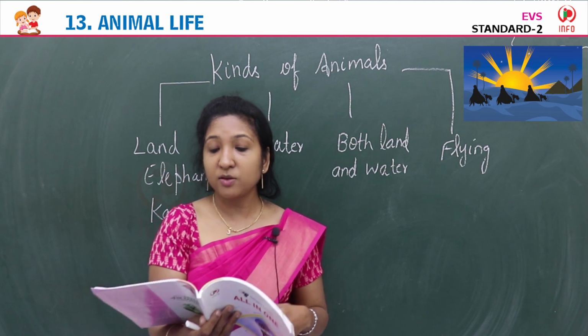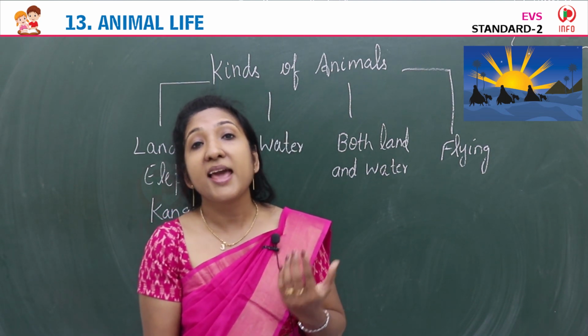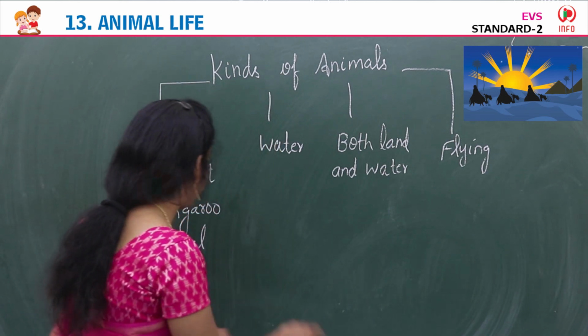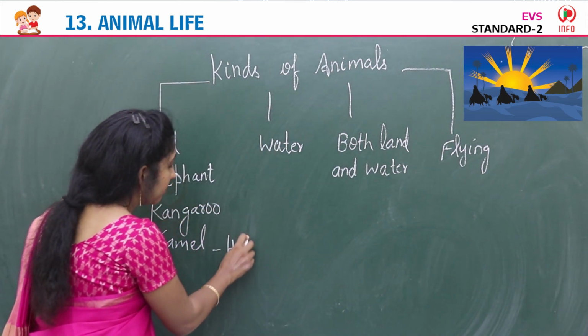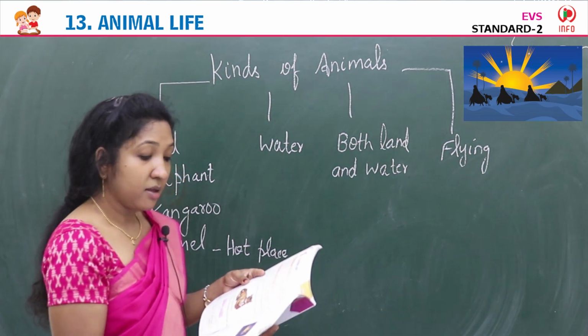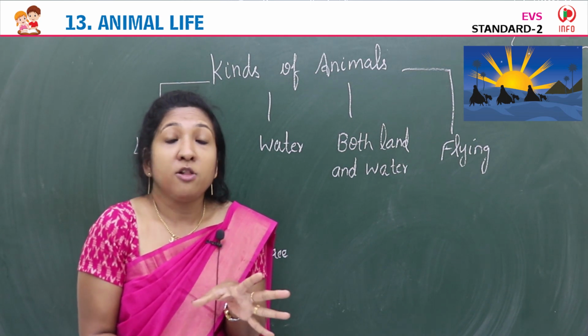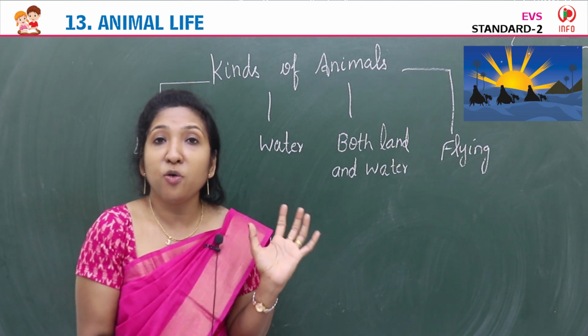Okay, yes. So in a hot place you can see one animal, that is, yes, camel. So you can see a camel in a hot place, meaning desert. Then what about cold places? There are some places full of cold, snow.